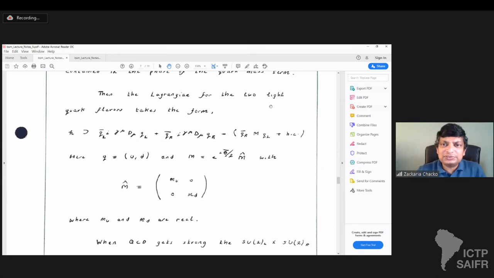Then the Lagrangian for the two light quark flavors looks like this. You have the gauge covariant kinetic terms, and remember, this is just QCD plus EM because I'm at low energies. And then I have a mass term. This mass term is now a real thing, which is just m_u m_d with m_u and m_d real, and I have this theta bar explicitly outside. Everything is real except for this e^{i theta bar/2}. This is the only source of CP violation in this QCD Lagrangian at low energies.